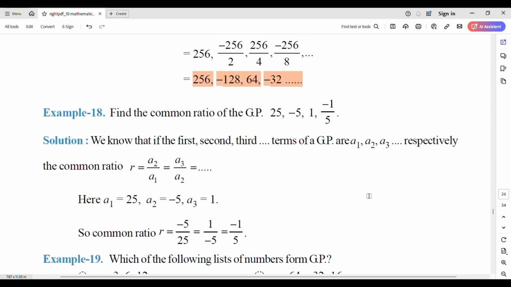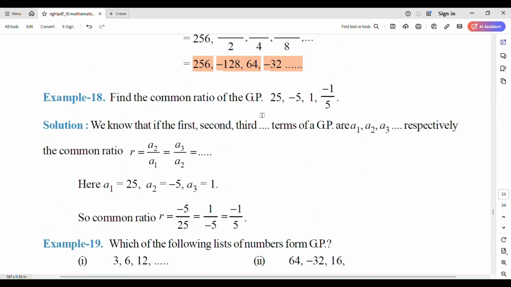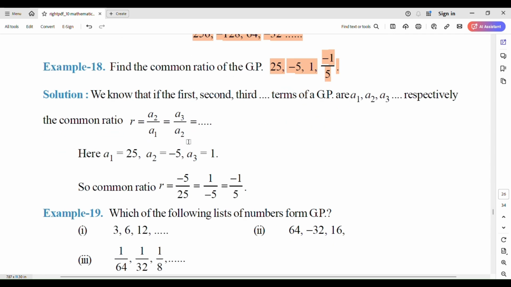Now find the common ratio of the GP. So here we are trying to find the common ratio of this one. If you know that the given series is already in geometric progression, you just need to check only two terms. You can take two consecutive terms and check the ratio. That's enough. In this case he is checking both: a2 by a1 which is minus 5 by 25, or a3 by a2 which is 1 by minus 5. Both ways the common ratio is minus 1 by 5.